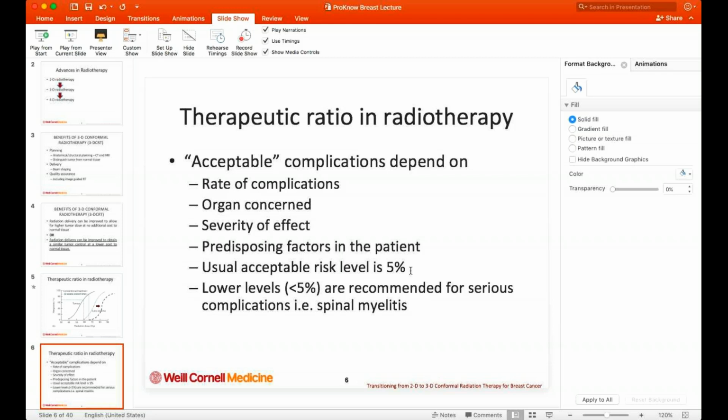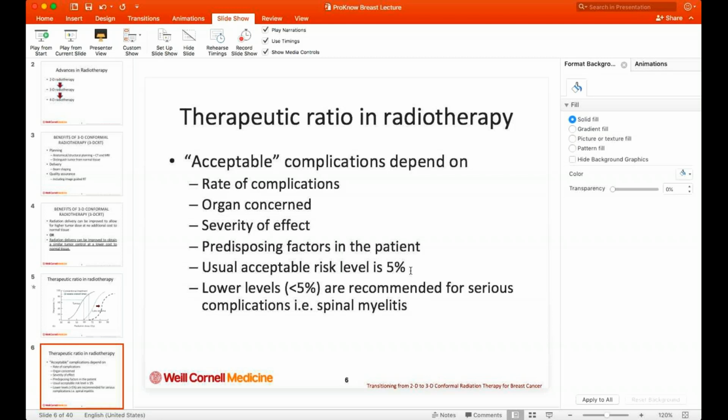Later on, I'm going to describe some guidelines regarding what doses should go to which normal tissues. And usually those dose constraints will give approximately a 5% risk of severe toxicity. The complications also depend on the organ concerned. For instance, when it comes to the breast, we may be willing to tolerate a little bit of irritation of the lungs, or pneumonitis.